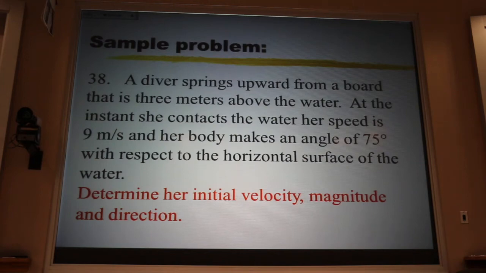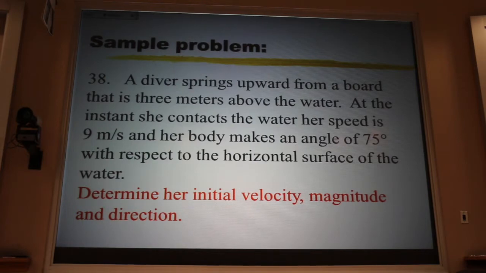Let's start with this practice problem here. You have a diver and she springs upward from a board that's 3 meters above the water. At the instant she contacts the water, her speed is 9 meters per second. If she had a magic speedometer in the belly, it would read 9 right as her fingers touch the water. And she enters the water going at an angle of 75 degrees with respect to the surface of the water.